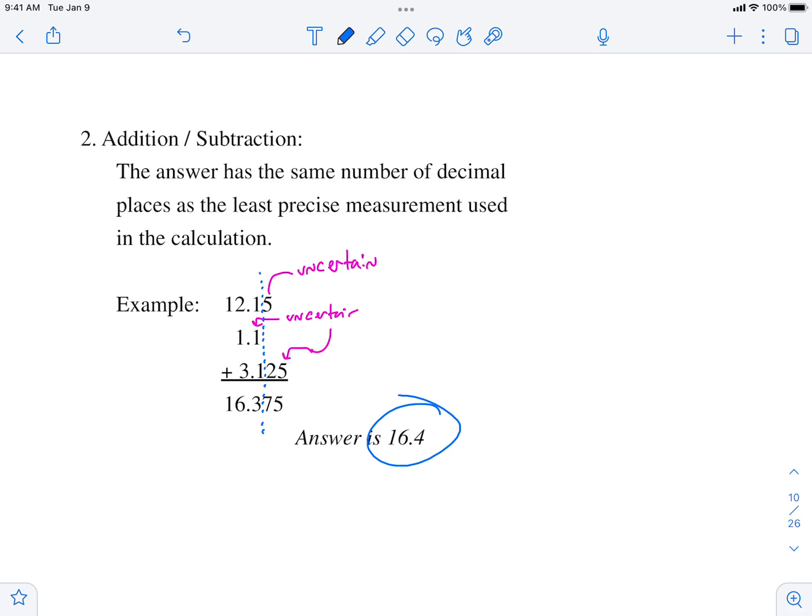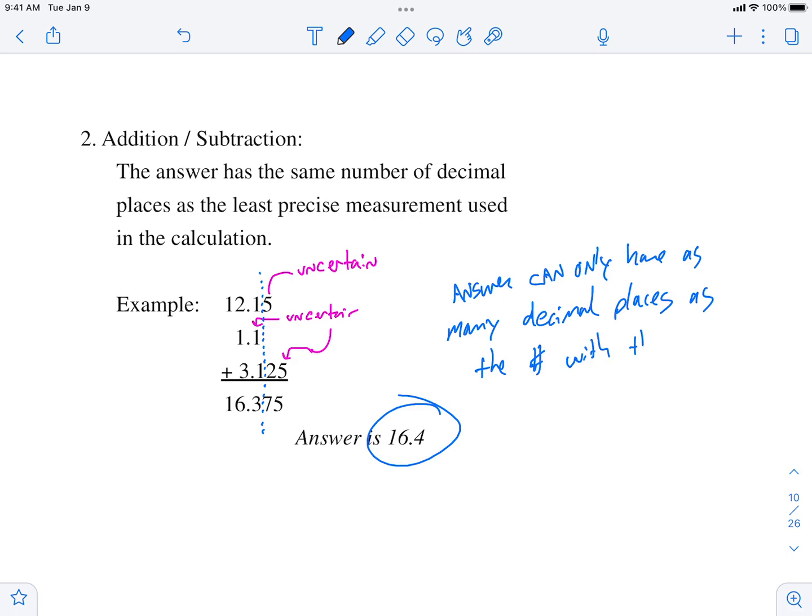Another way of stating it might be easier for people to conceptualize. The answer can only have as many decimal places as the number with the fewest. So the fewest number of decimal places of all of these numbers was 1.1, and so therefore our answer will only go up to the 10th place. So the rule for addition, and the same rule for subtraction, is based on how many decimal places there are.